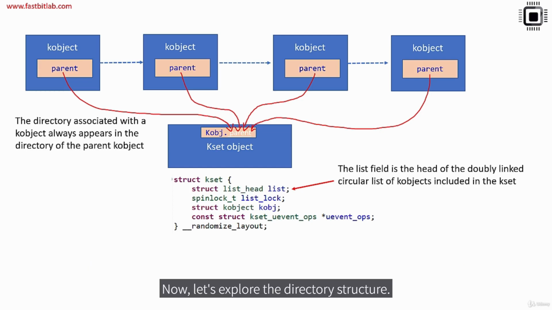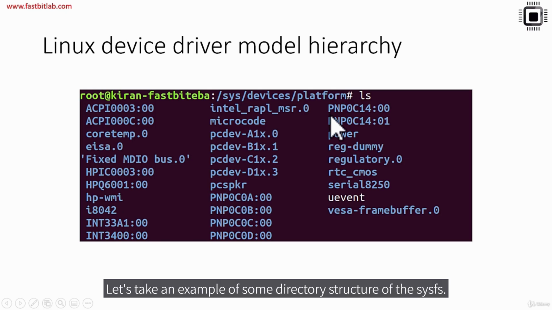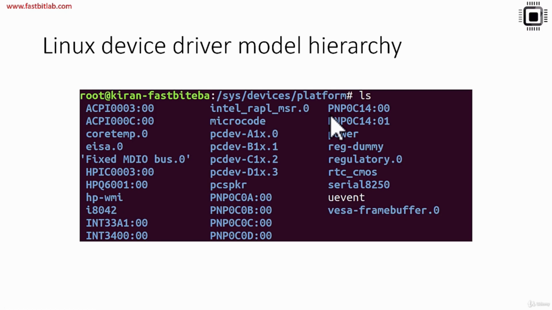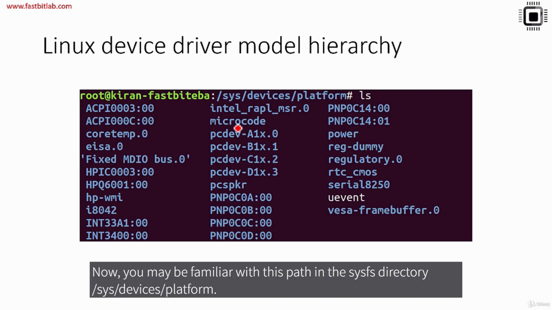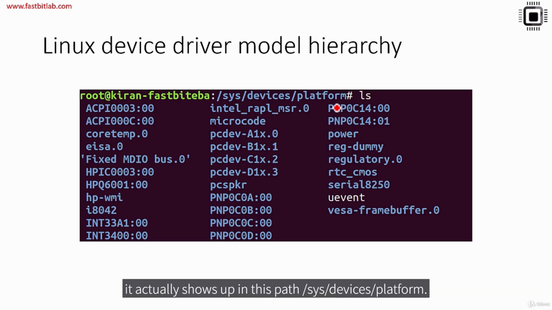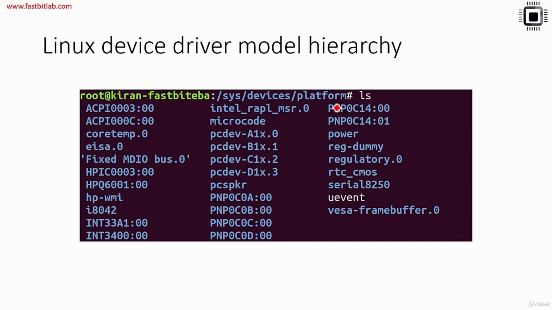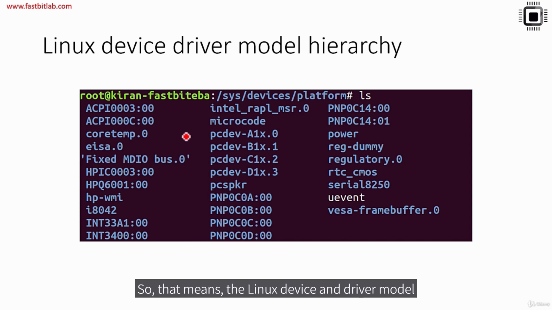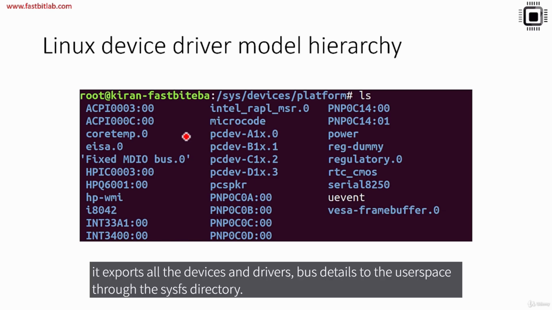Now let's explore the directory structure. Let's take an example of a directory structure in sysfs. You may be familiar with this path in the sysfs directory, /sys/devices/platform. This is the place where you can see all the platform devices of the system. Whenever you add a new platform device, it shows up in this path. How does that happen actually? The Linux device and driver model exports all the devices, drivers, and bus details to user space through the sysfs directory.